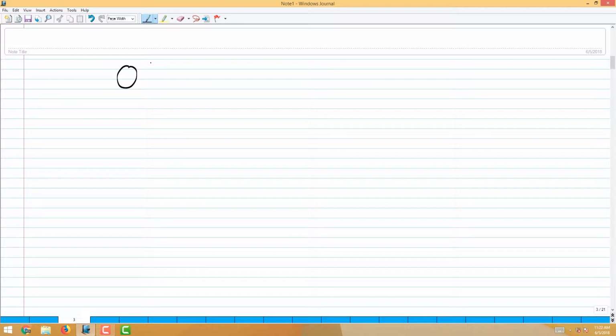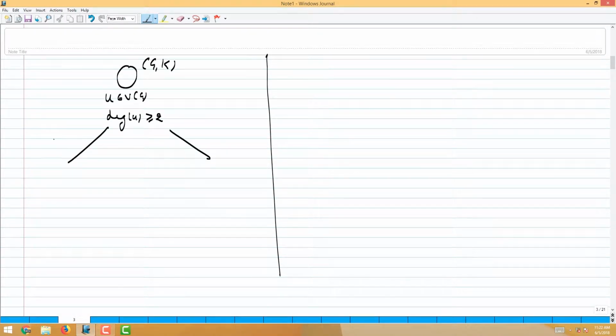We are looking at a vertex u in this graph whose degree is at least 2, and we are branching on this vertex. We are saying either u goes to the solution or u does not go to the solution. If u does not go to the solution, then N(u) has to go to the solution. In this case, we create this instance, and in this case we create this instance.